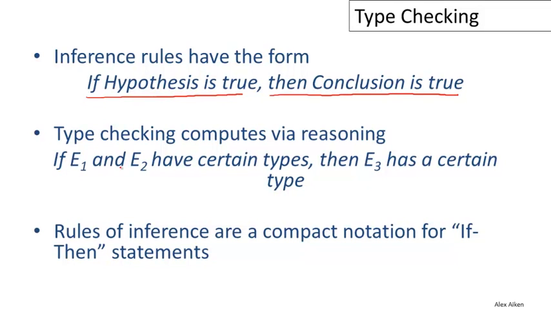And in the particular case of type checking, a typical kind of reasoning that we see is that if a couple of expressions have certain types, then some other expression is guaranteed to have a certain type. And so clearly the type checking statement here is an example of an inference rule. And inference rule notation is just a compact way of encoding these kinds of if-then statements.